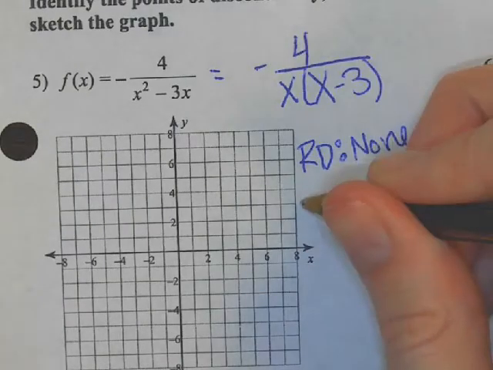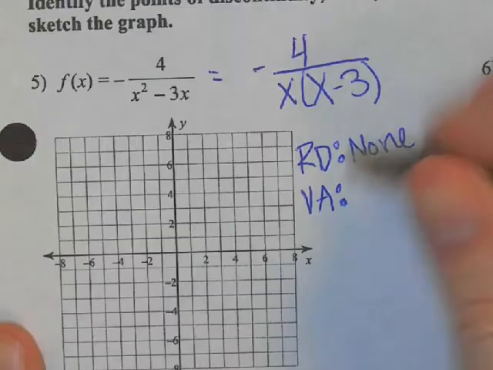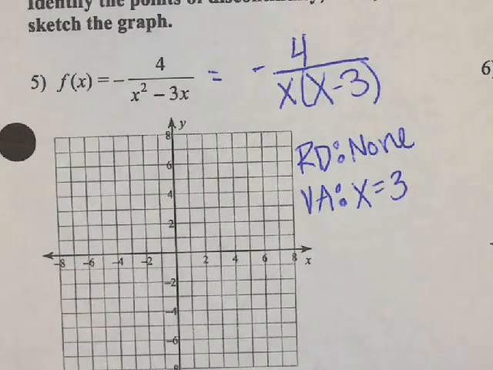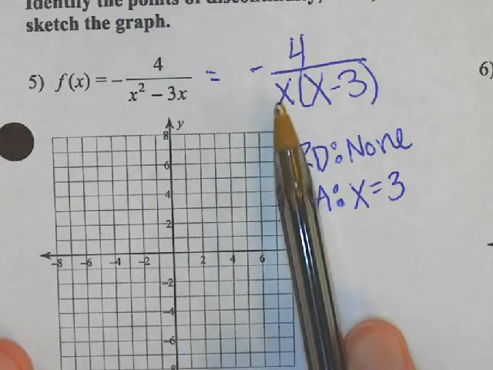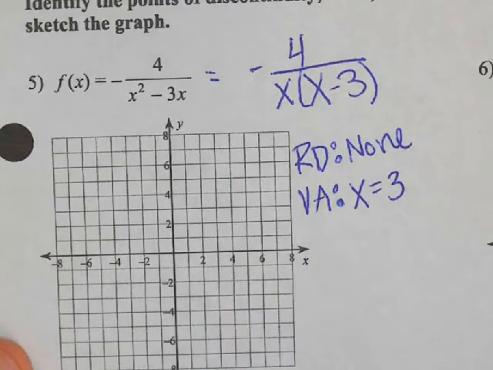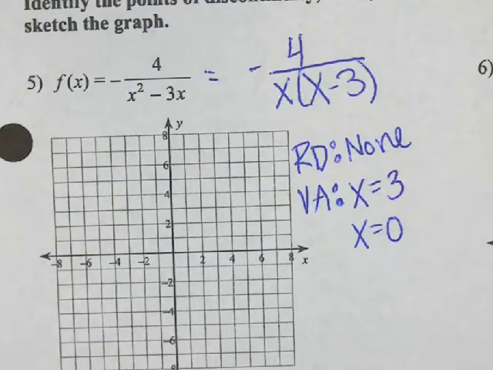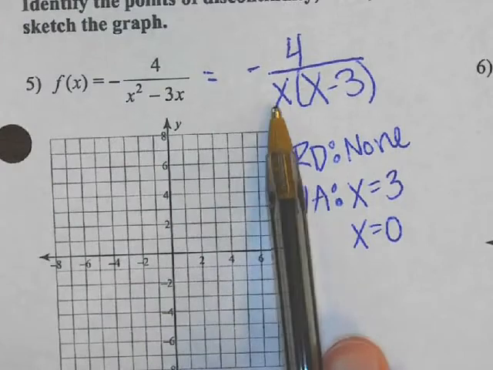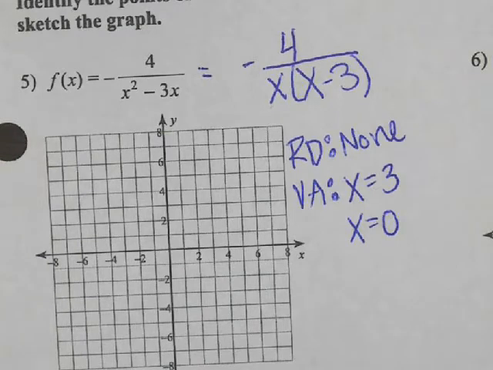Okay, vertical asymptote. This one's kind of tricky. Remember, for a vertical asymptote, you ask yourself, what x values will make the denominator 0? I would make it 3. Is that the only one? Because that would make this factor 0, which makes it all 0. But what about this x? What number could you put right here so that the whole denominator is 0? 0. So x equals 0 is also an asymptote. If I put 0 right there, 0 times anything will still make a denominator of 0. So we have two vertical asymptotes.